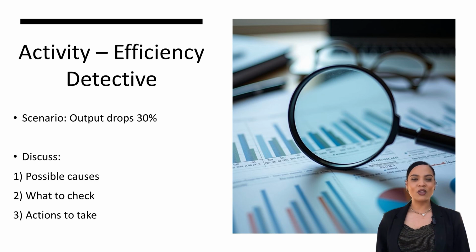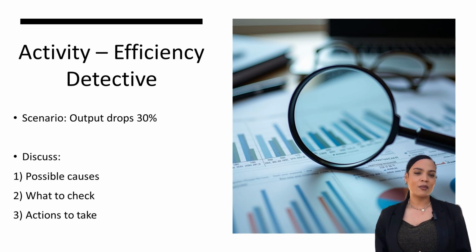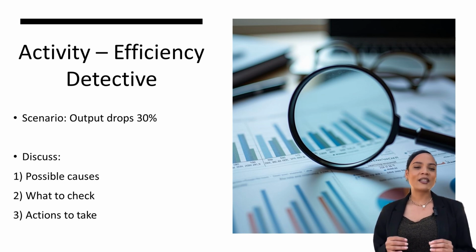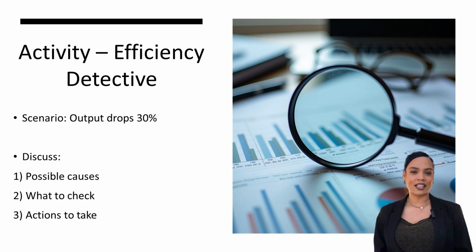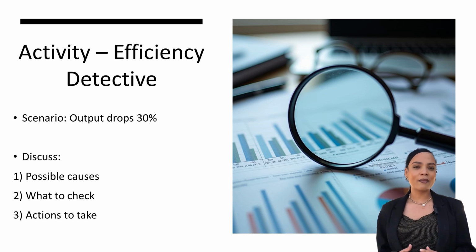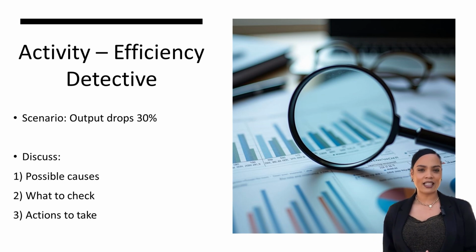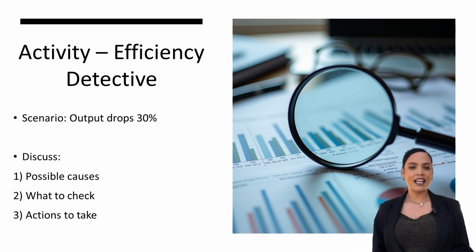Scenario: output has dropped by 30% in the last hour. In groups of 3, list: 1. Possible causes. 2. What to check first. 3. The actions you would take now. Hints: check changeovers, speeds, material quality, temperature and pressure readings, operator positions, sensor fouling, reject reasons, microstops, upstream, downstream, starvation, or blockage. We'll debrief by mapping causes to checks and immediate countermeasures. Let's begin with this activity.